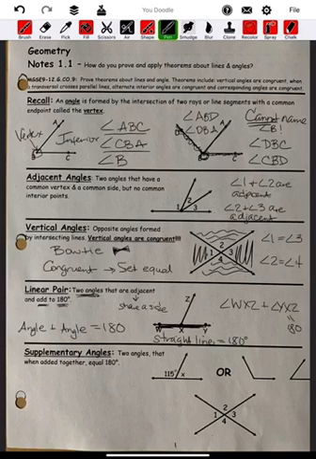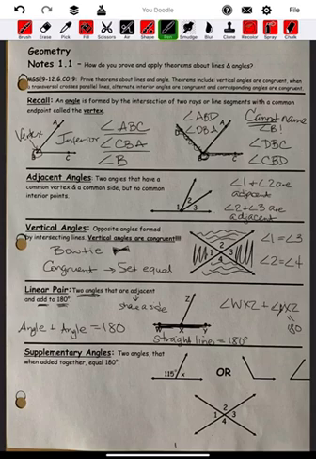Some of the example problems you'll have to work, you'll see where you add the two angles together and you'll get 180. Again, let me try to erase this Y a little bit so it looks a little more easily distinguishable. Okay, so that looks a little better.